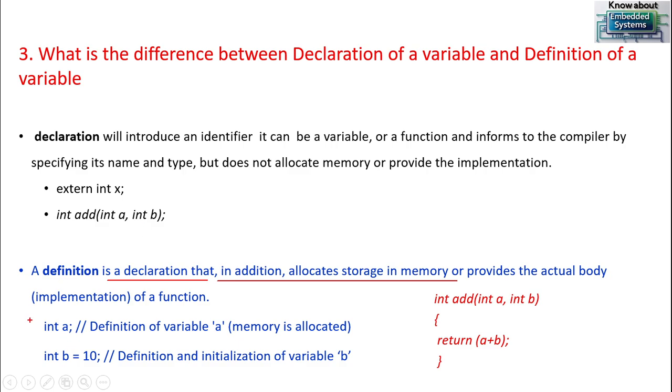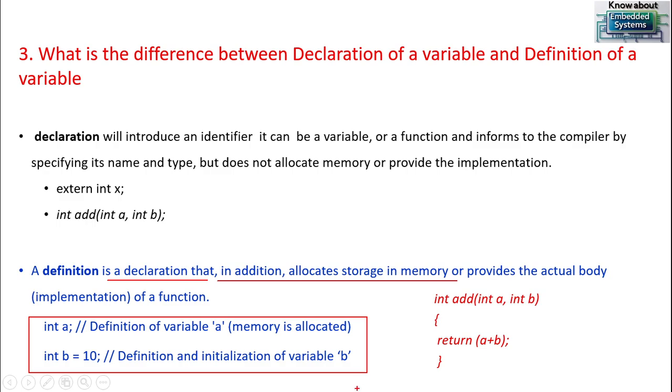Now if you see these two examples, int a. In int a, I'm going to define a variable called a, and memory will be allocated to that. 4 bytes of memory will be allocated. And then int b is equal to 10. So again we're going to define, and also we're going to initialize. I'm going to initialize int b is equal to 10. Okay, so this is called definition of a variable.